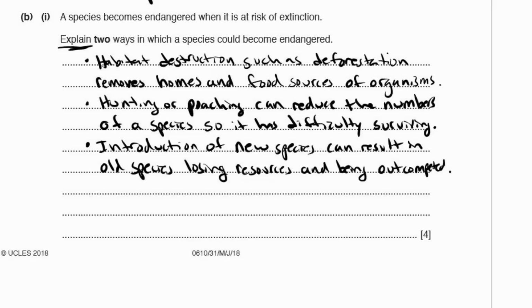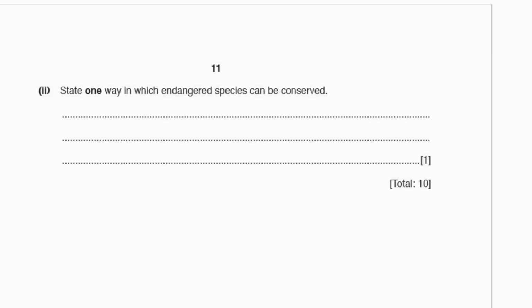Okay, so there's quite a few things you could say, but you need to make sure you explain your two ways. Two, state one way in which endangered species can be conserved. There's many, many ways. One way is that people can monitor the numbers of the species to find out what needs to be done, how severe it is. So you can do the monitoring of species.